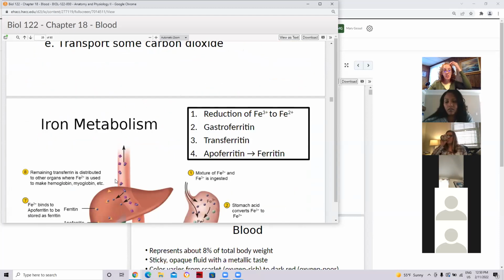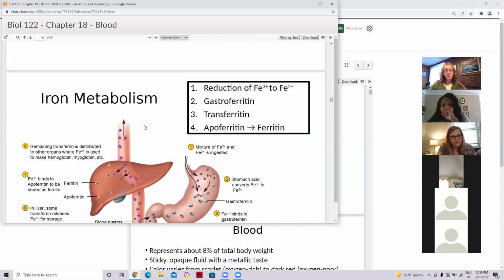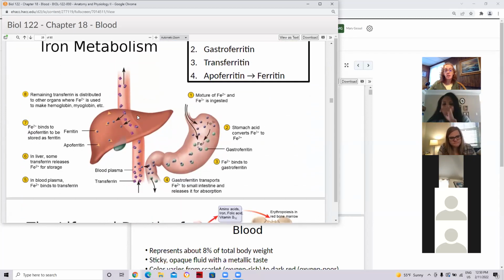So changing here, here's how it's transferred. So this is iron metabolism. Iron is bound to transferrin, and it transports it throughout the body. And like Becky said, it's stored in the liver. And it's stored as a ferritin molecule.